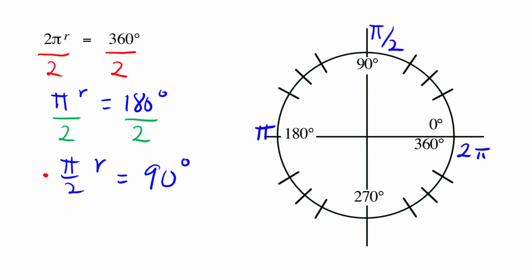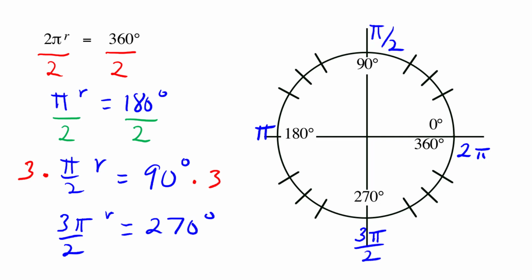And from there, we can find other measures. For example, we can multiply each side by 3, and that becomes 3 pi over 2. That's how we read it. 3 pi over 2 radians equals 270 degrees.